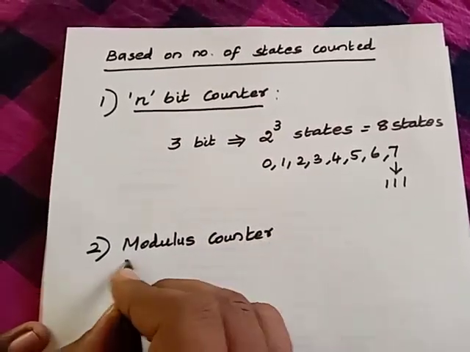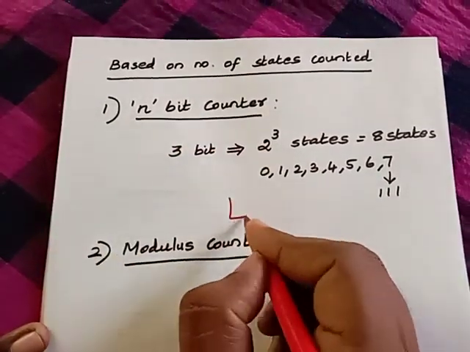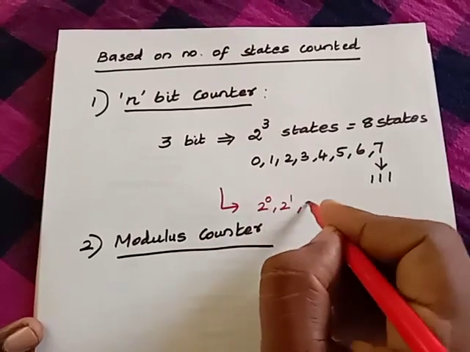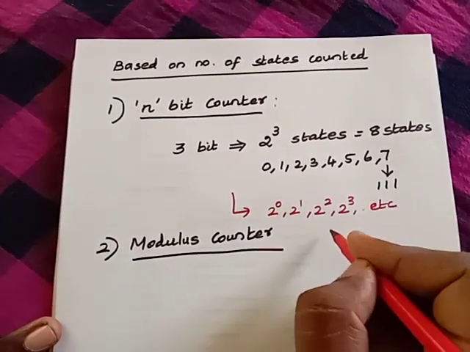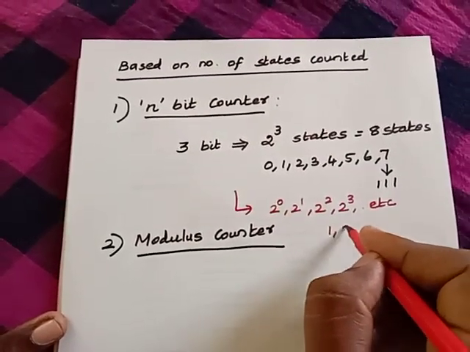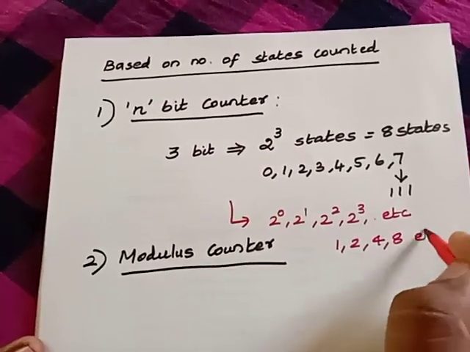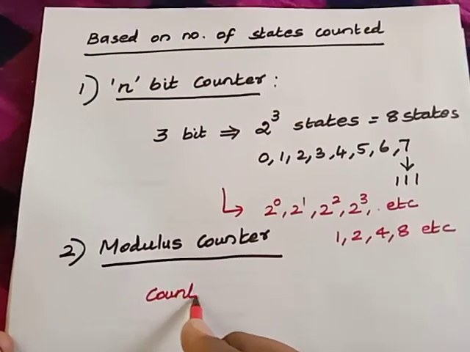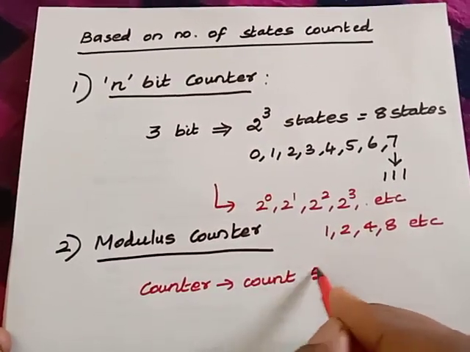In your previous case, in this condition, you can count either 2 power 0, 2 power 1, 2 power 2, 2 power 3, etc. Only you can count like this. That means I can count 2 power 0, which is 1 state, or 2 states, or 4 states, and 8 states, etc. Suppose I want to design a counter which has to count 5 states.